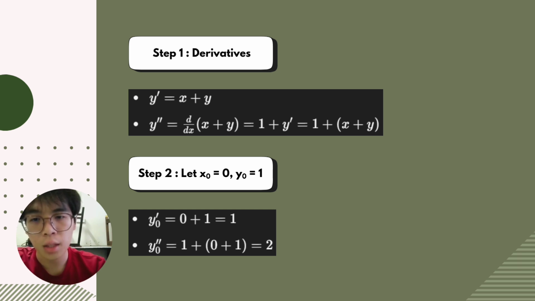In step 2, we let x0 equal 0 and y0 equal 1, which is given in the question. After obtaining x and y, we substitute them into the formulas that we obtained in step 1. So the result of step 2 is dy/dx equals 1 and d2y/dx2 equals 2. That's the result we obtain from step 2.